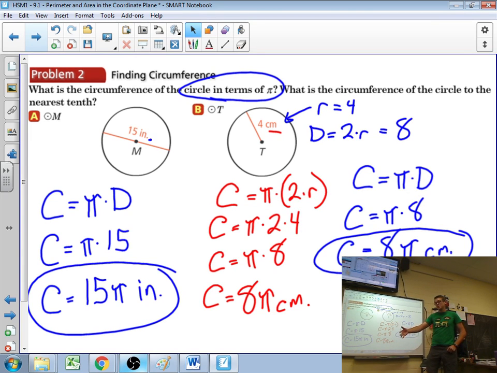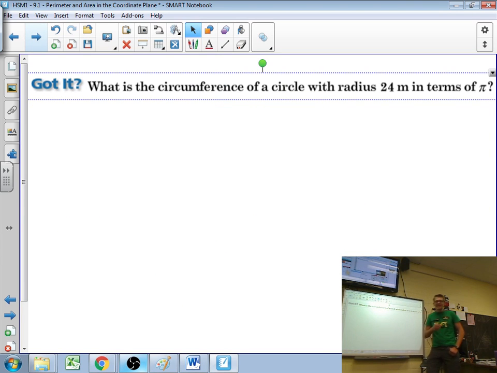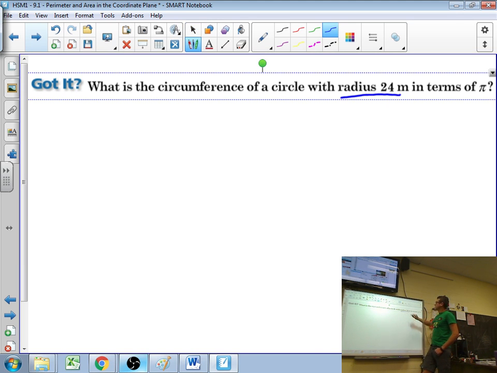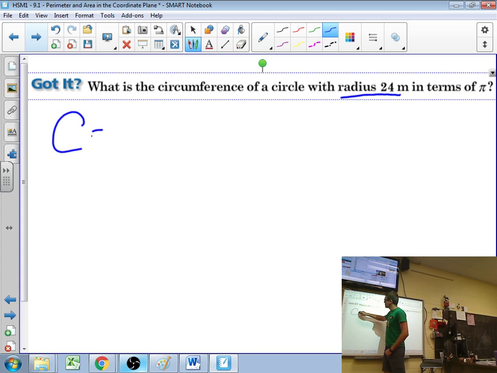If it didn't ask you to leave it in terms of pi, just do the multiplication and then simplify from there. Go ahead and try this. It does not show you the circle, but it tells you that it has a radius of 24. So just like what we just did, you choose the method that you solve this with. Pause the video, give this a shot. I'm going to go ahead and start rolling.